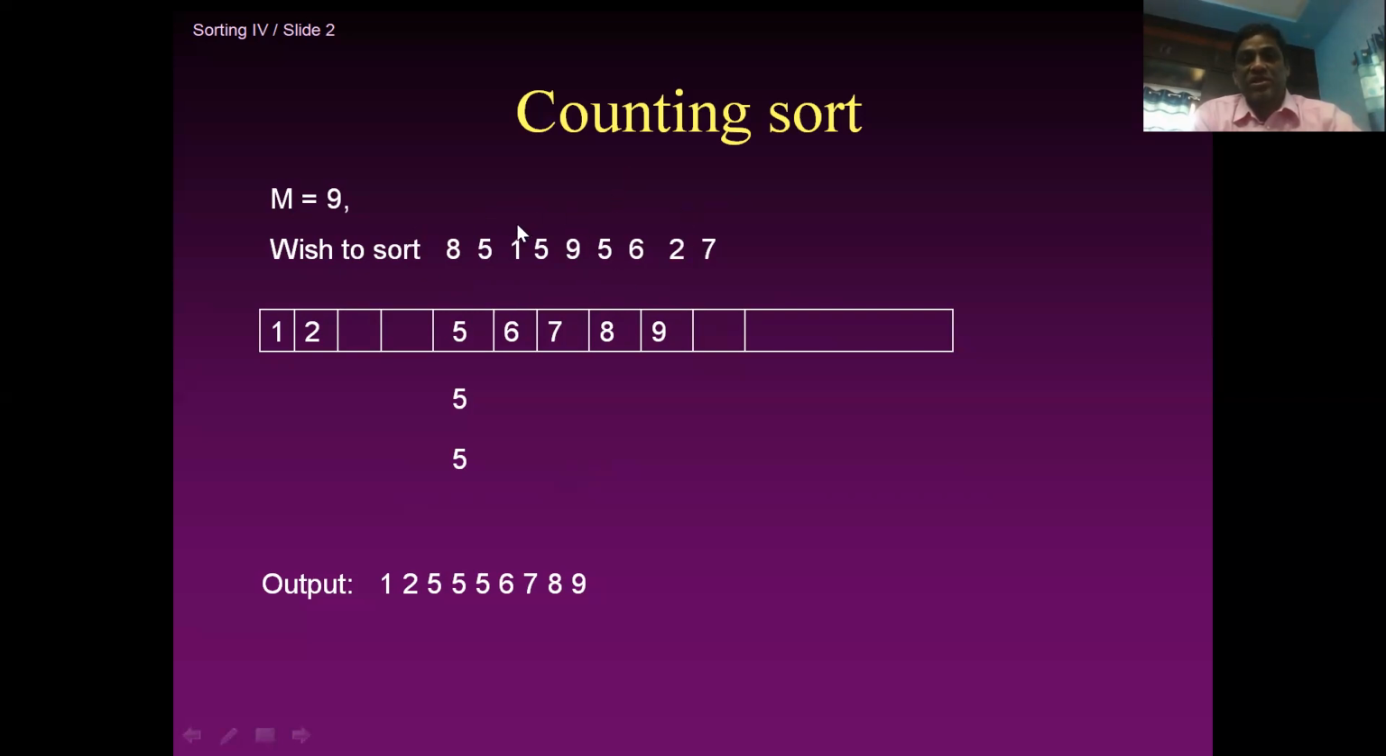in a given list, we need the number of buckets equal to the number of distinct elements in the list. For example, in this we have 8, 5, 1, 5, 9, 5, 6, 2, 7. So if you count the number of distinct elements, 1, 2, 3, this is repeated, 4, repeated, 5, 6, 7 elements. So there are 7 elements.